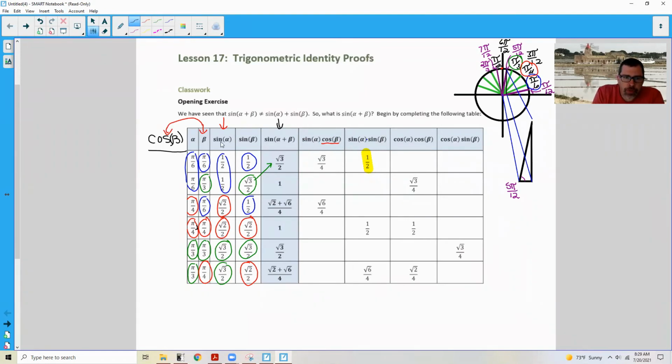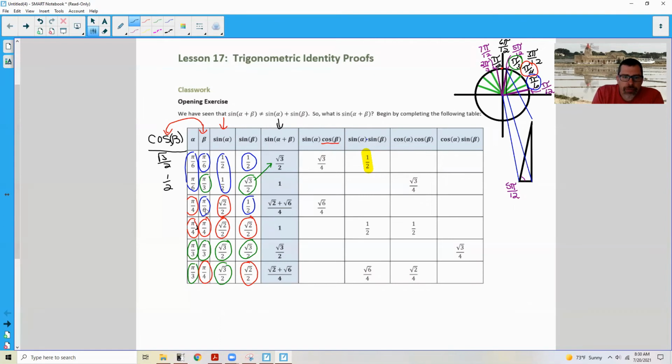Okay, so here's what I'm going to do. I'm going to put a column here. I'm going to take the cosine of beta. Beta is pi over 6. What's the cosine of pi over 6? Well, the sine's a half, and cosine would be the square root of 3 over 2. Okay, cosine of pi over 3. Pi over 3 is up here. That is 1/2 comma root 3 over 2, so it's 1/2.